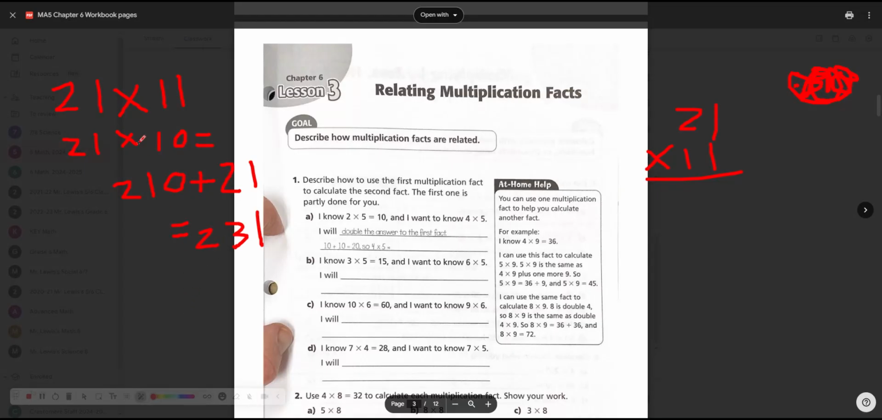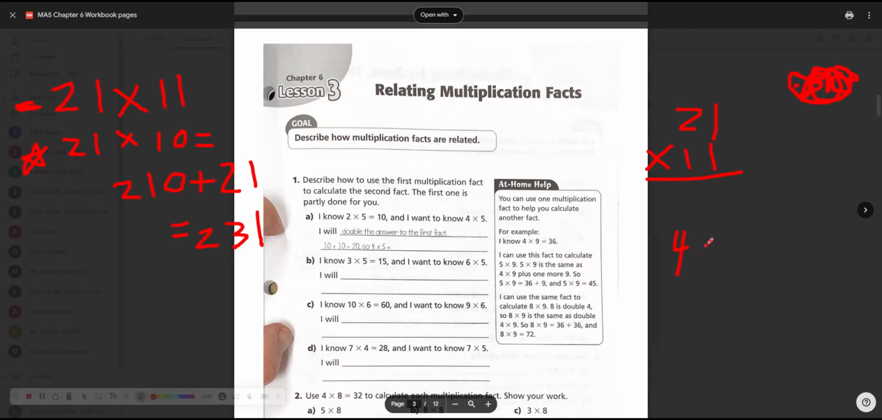Cool. So I'm using multiplication facts that I'm strong in to help me with multiplication facts I'm not. And that's what you're going to be doing on this page here. The example it gives us is 4 times 3. Okay, so it says I know that 4 times 9 is 36. And then it says I can use this fact to calculate 5 times 9.